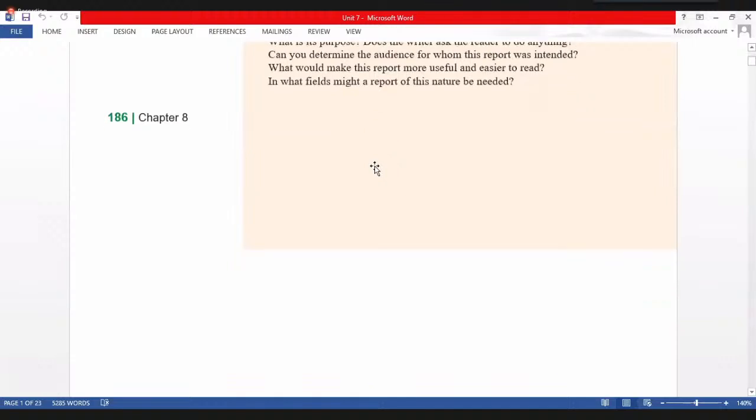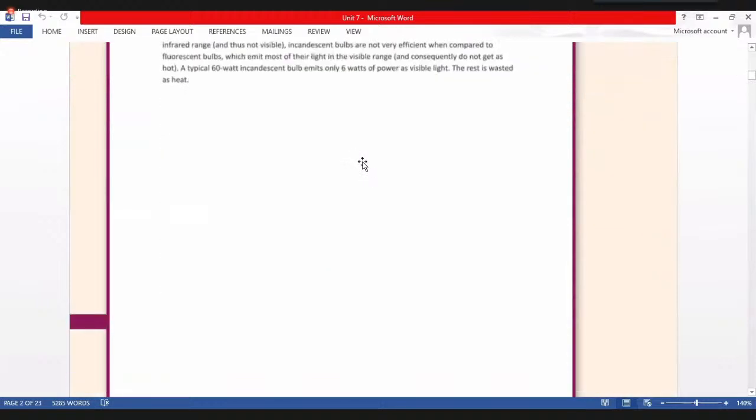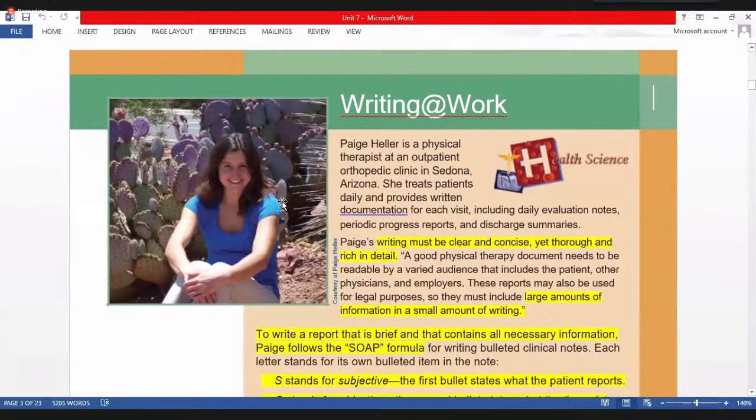The sample is there that you read. This is given here. So now, here you see. Now concerning informative report, Paisy Heller is sharing her experiences. According to her, writing must be clear, concise, yet thorough and rich in detail. Right? This is her experience concerning informative reports.